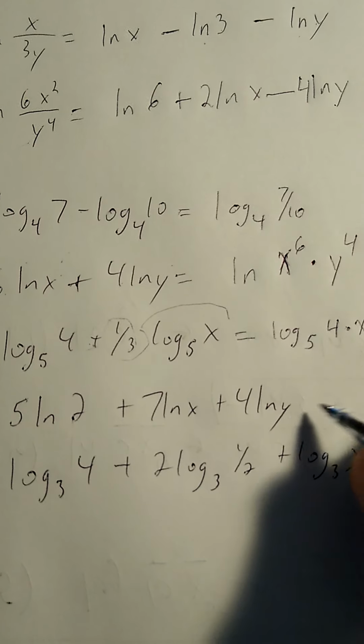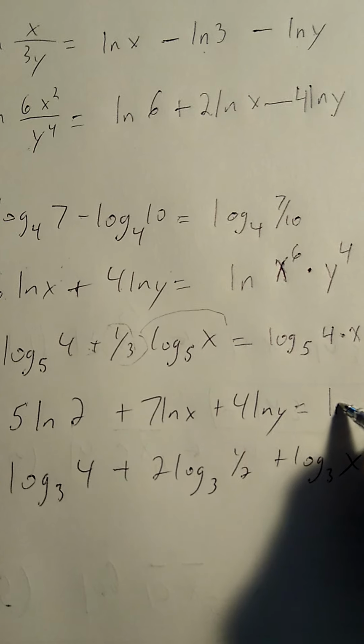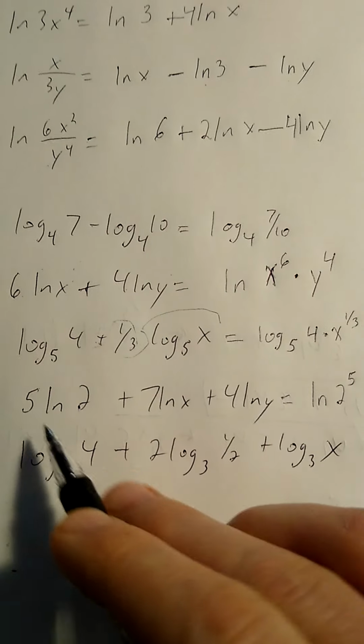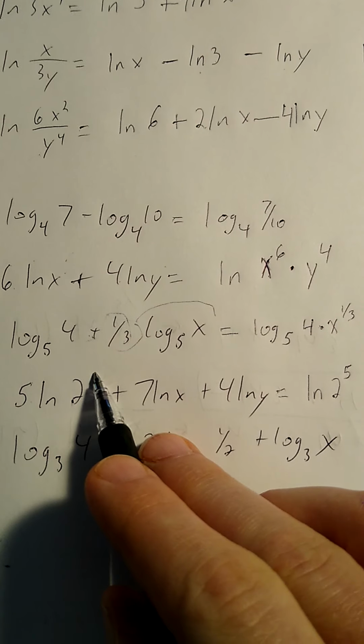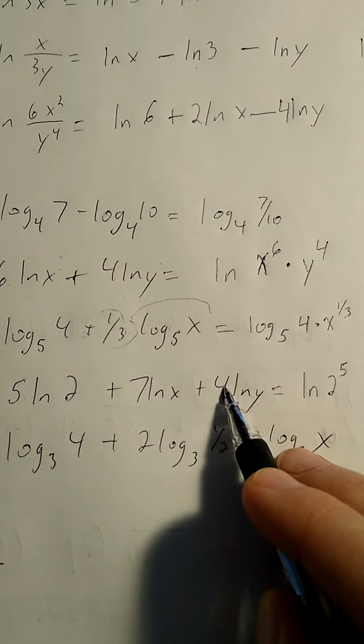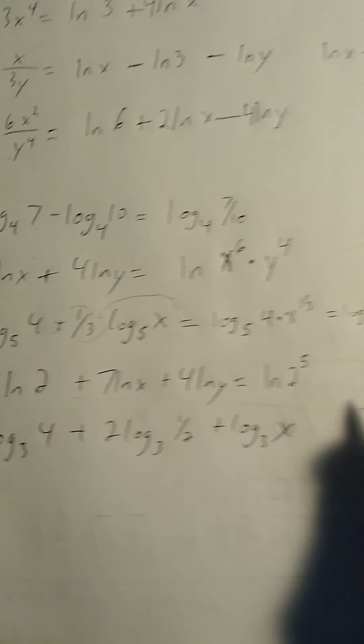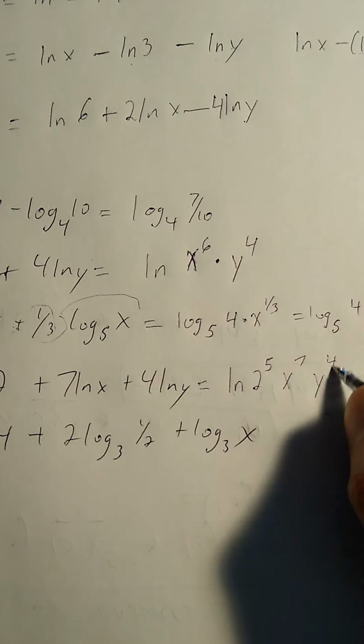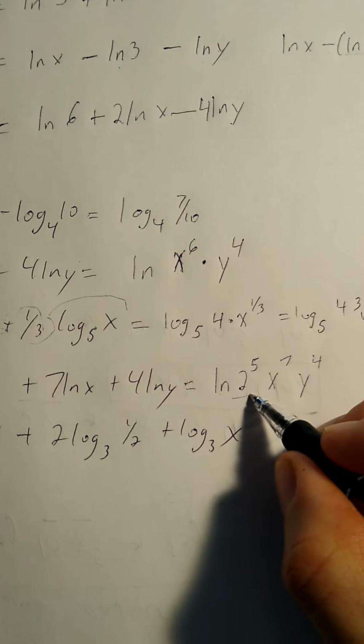Down here I have natural log of 2 to the 5th. Again, coefficient comes up and becomes the exponent. Same thing on both of these. 7 and 4 are going to become exponents. So it's x to the 7th, y to the 4th. And then you could also write this as 32.